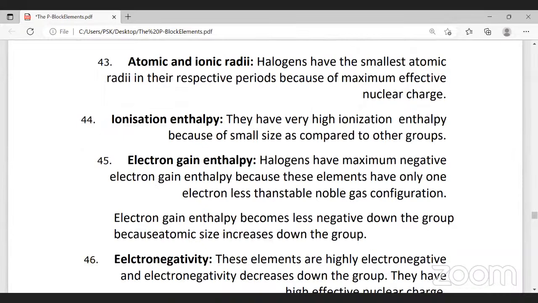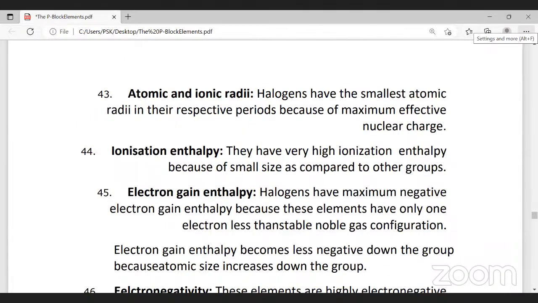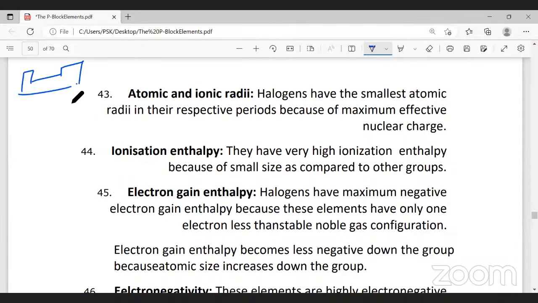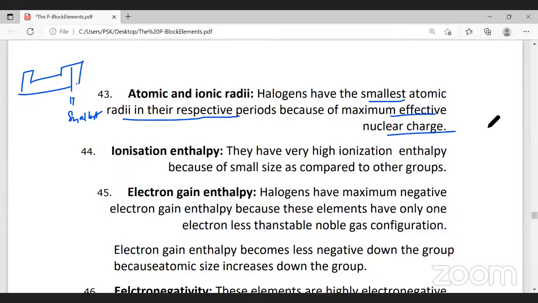Now, atomic and ionic radii: everybody knows that in the periodic table, the 17th group element is the smallest because they are highly electronegative compared to any other group. Halogens have the smallest atomic radii in their respective period. In the second period, fluorine is the smallest. In the third period, chlorine will be the smallest. That's because of the maximum effective nuclear charge, the electronegativity concept I told you.